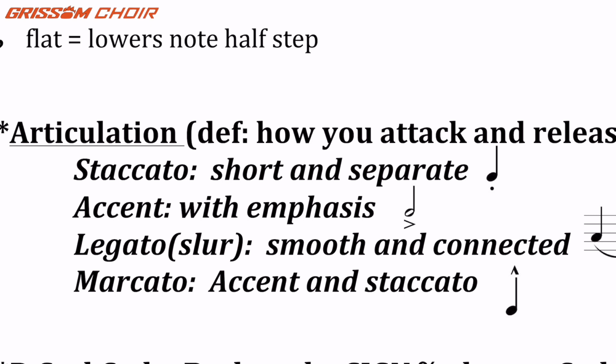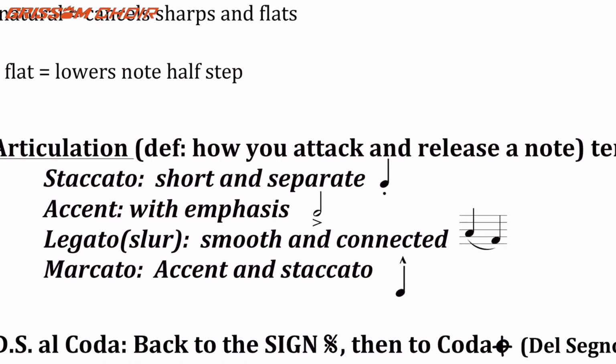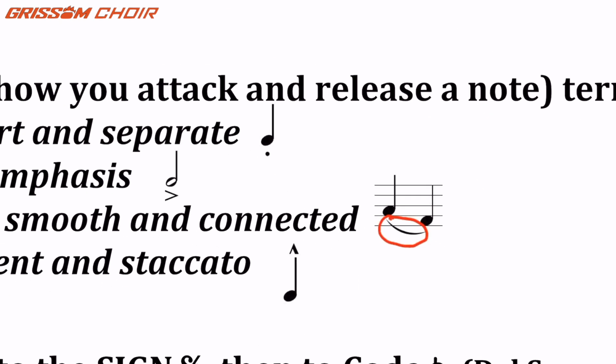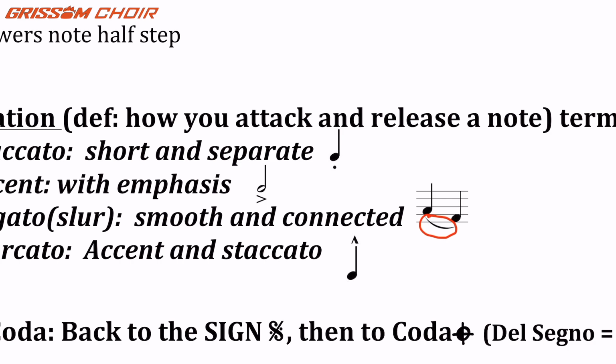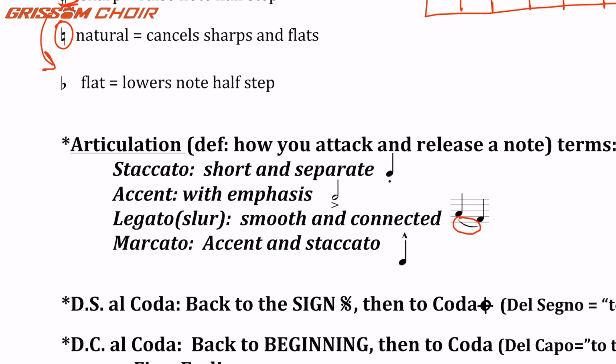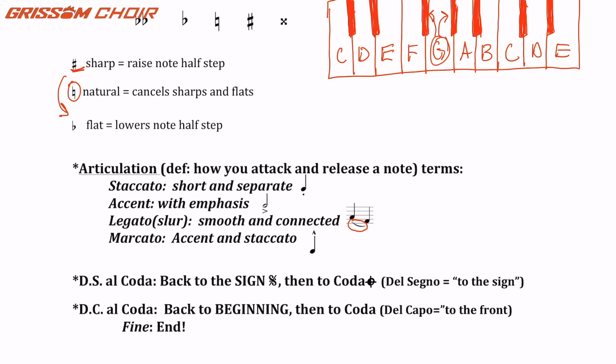I'm going to jump down to marcato. A marcato is a combination of accent and staccato, and it has an upside down V above or below the stem. And then legato. A legato, otherwise known as a slur, is smooth and connected. A slur is a line that connects 2 notes of different pitches. So going all the way back to 1.1 or 1.2, we learned about the tie, and the tie connects 2 notes of the same pitch, but the slur connects 2 notes of different pitches. So those articulation terms again are staccato, accent, legato, and marcato.